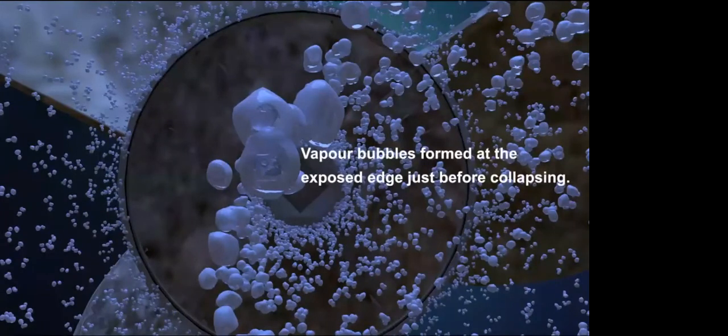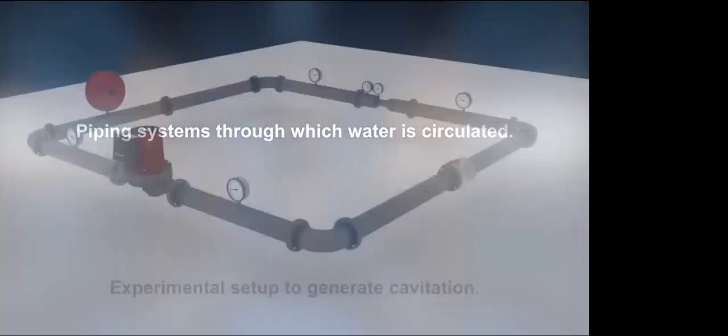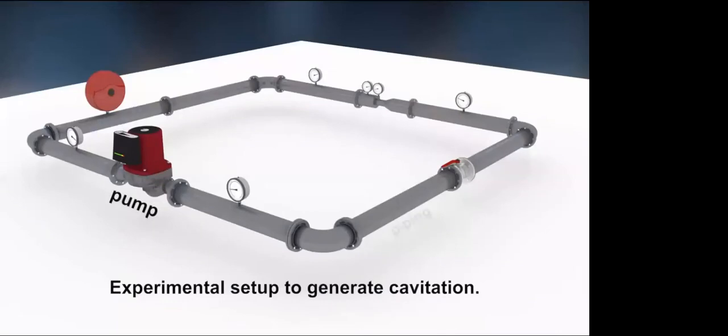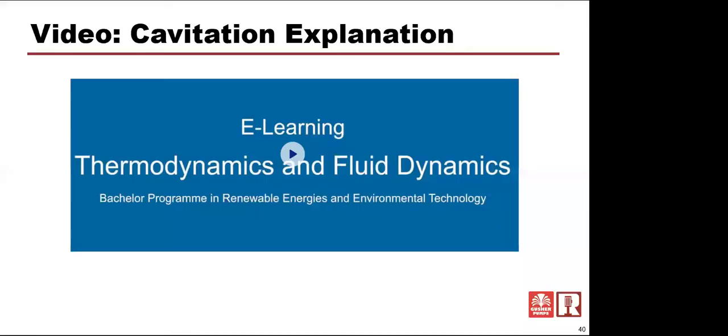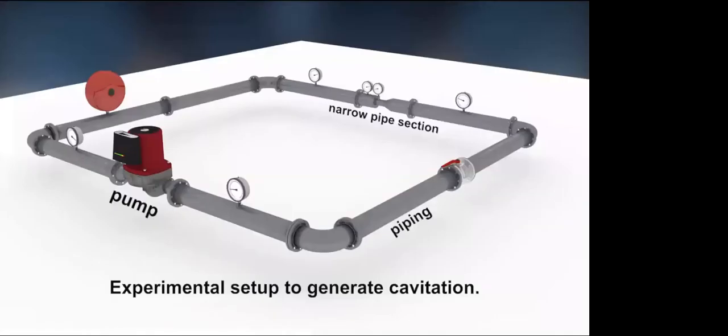The bubbles collapse as soon as they reach an environment with a pressure above the vapor pressure. When pumps circulate water through piping systems, cavitation can occur where the pressure is lowest, at the inlet of pumps and in narrow pipe sections. If the pressure at the inlet of a pump is low and approaches the vapor pressure, cavitation can occur at the pump impeller as we have seen it at the ship propeller.